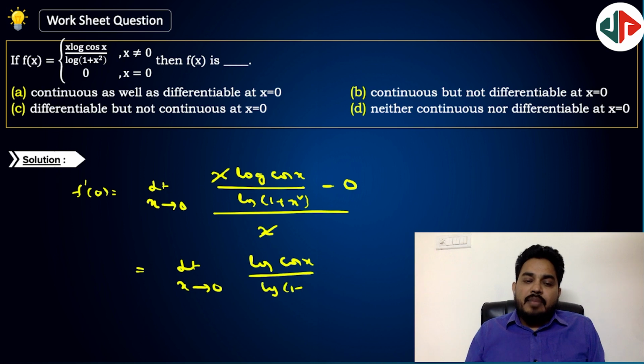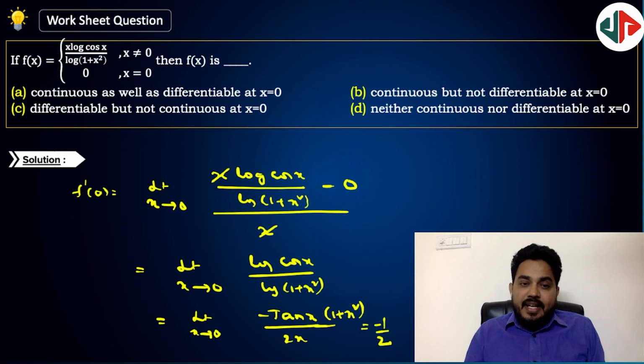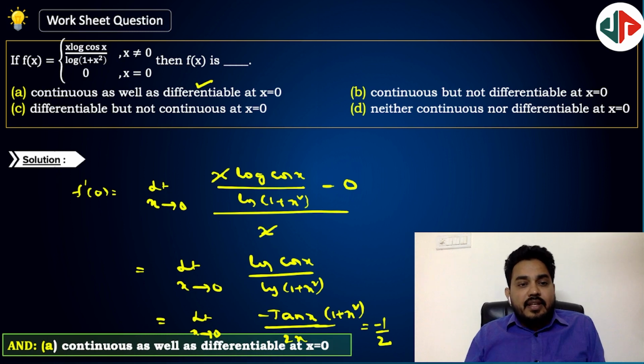So limit extending to 0 of log of cos x by log of 1 plus x square, which is equal to, by L'Hospital rule, if I apply, limit extending to 0 of minus tan x by 2x into 1 plus x square, which value is equal to minus 1 by 2, finite. So it is differentiable also. It is continuous as well as differentiable.